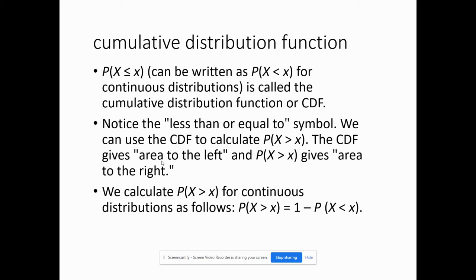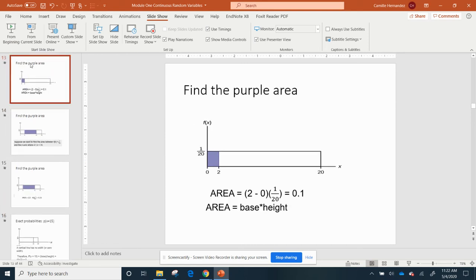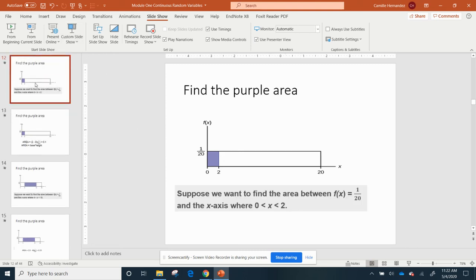We can use the CDF function to calculate the probability that x is greater than x. The CDF gives the area to the left, and P where x is greater than x gives the area to the right. Remember, we kind of did this with binomial. If I want a greater than, all I have to do is subtract the less than from 1. That's all you have to do. So if I go back to this picture, let me go up one more.